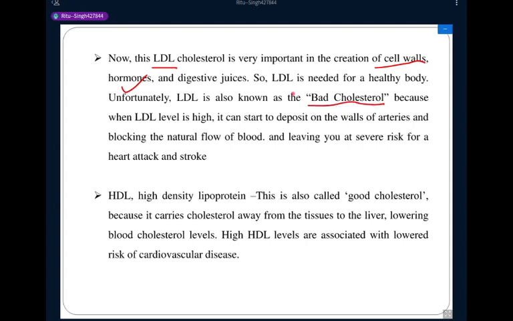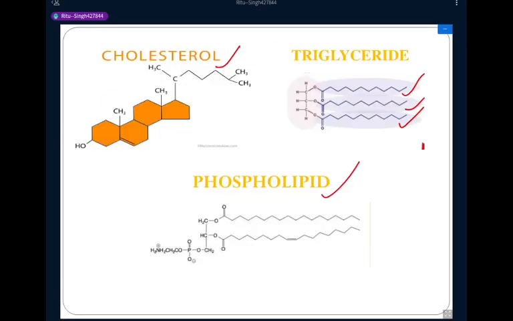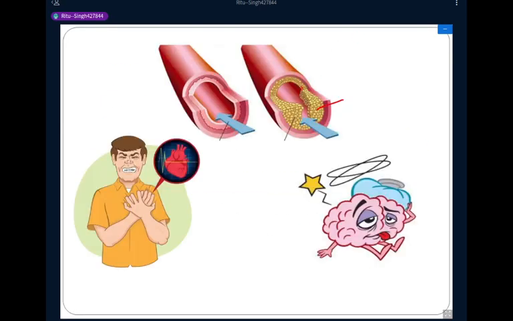Why do we call LDL the bad cholesterol? What does LDL stand for? Yes, low density lipoprotein, right, Priyanshu. LDL is a low density lipoprotein. When the LDL level is high, it can start to deposit on the wall of the arteries. In the previous images, this is the deposition of LDL, that is low density lipoprotein, into the wall of the artery.